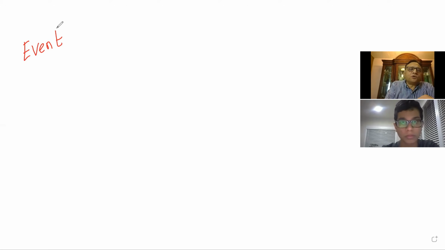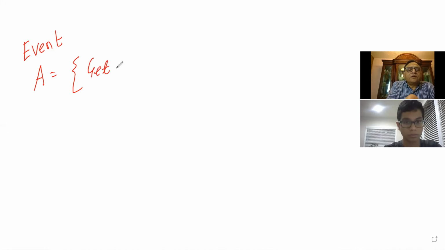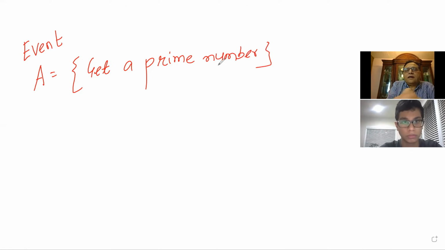Event will normally be written with a capital letter, let's say A. And we define the event as, let us say we are playing with a dice. Dice is a very simple and good example. The event is to get a prime number. So we have defined an event, and this is to get a prime number.